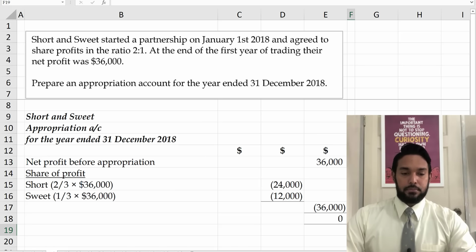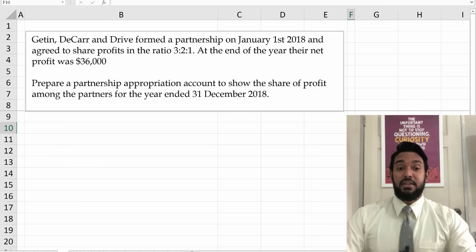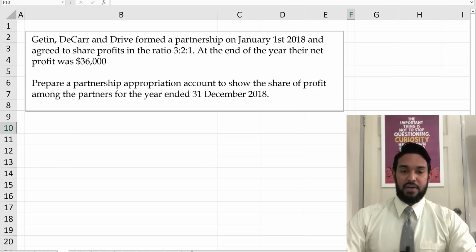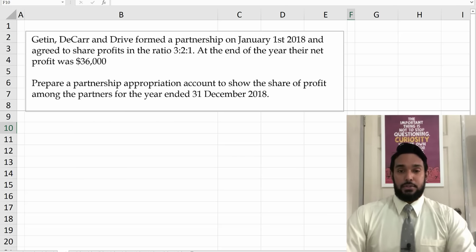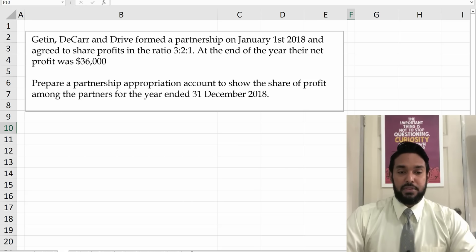Let's go again. Right, so Get in the Car and Drive formed a partnership on January 1st, 2018 and agreed to share profits in the ratio 3 to 2 to 1. At the end of the year, their net profit is $36,000. So we have a partnership appropriation account to prepare to show the share of profit among the partners for the year ended 31st December 2018.